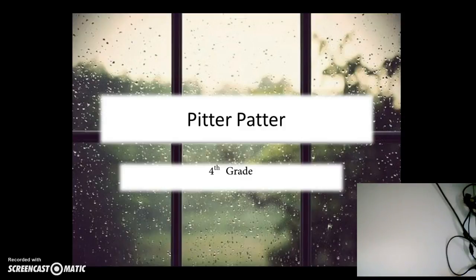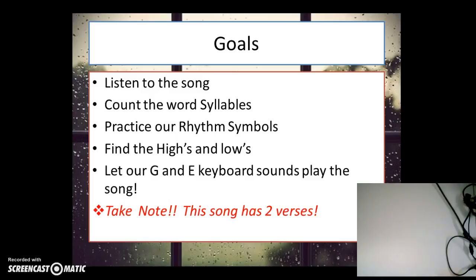Alrighty, for today we are going to look at Pitter Patter. We are going to take our brand new song and do a couple of things with it today. We are going to listen to the song, we will count the word syllables, and because we're counting our word syllables, this means we're going to practice our rhythm symbols. We are going to replace those syllables from our words with rhythms.